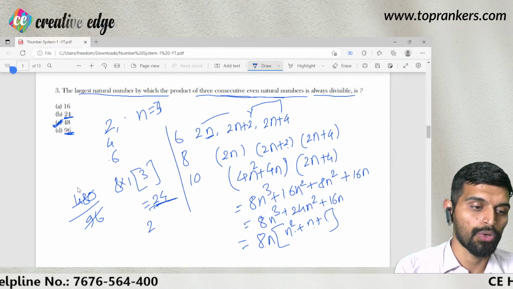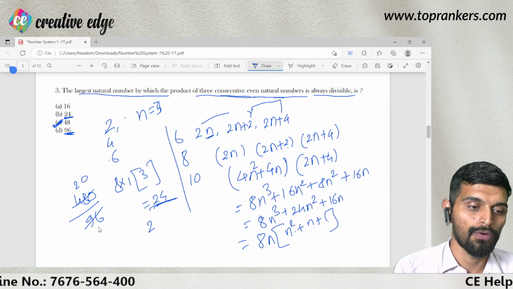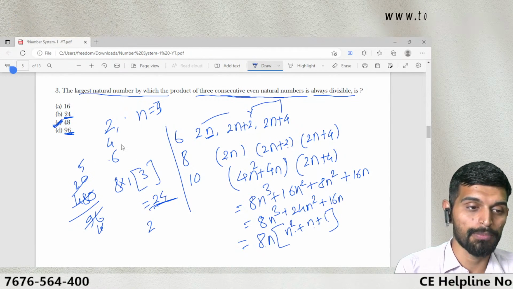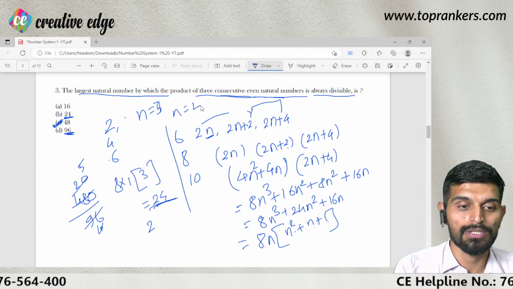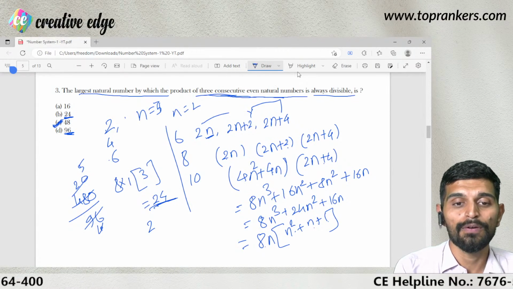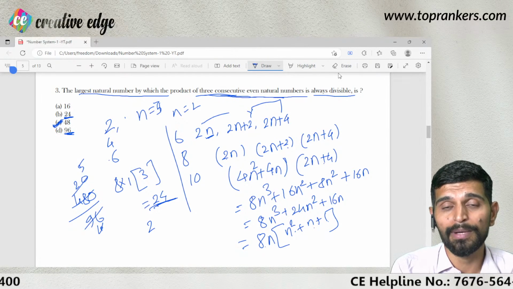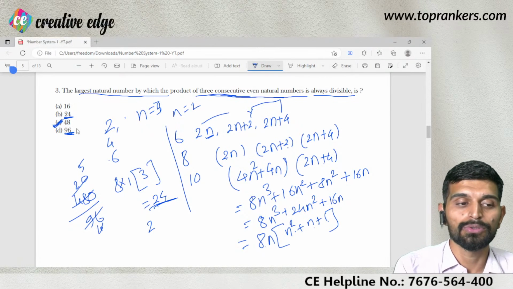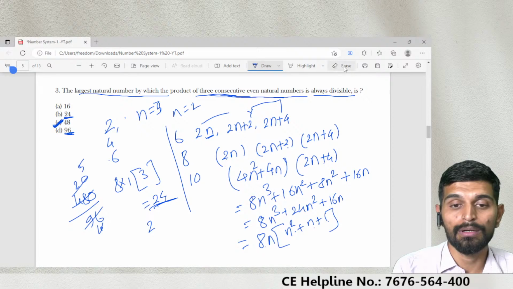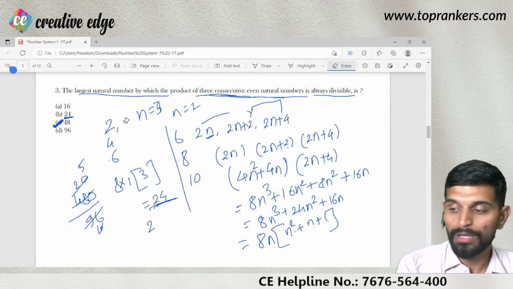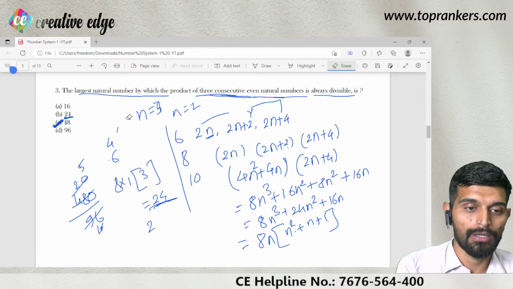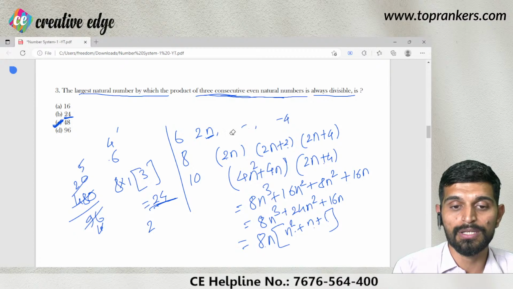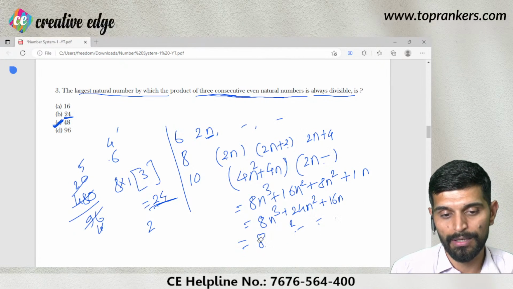Let us check it. 24 2s are 48, 24 4s are 96. So this is 5 times. So this is possible, but with n equal to 2, this is not possible. For 3 consecutive integers, we'll have the value of n minimum as 1, and the maximum can be anything more than that. So the maximum number that divides is 48. The largest number by which the product of 3 consecutive numbers is always divisible.